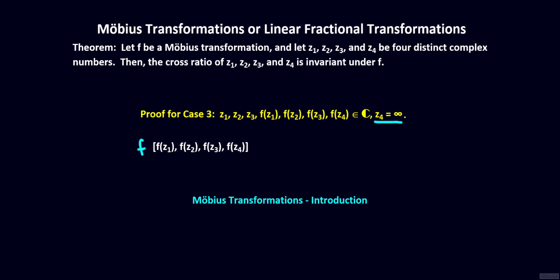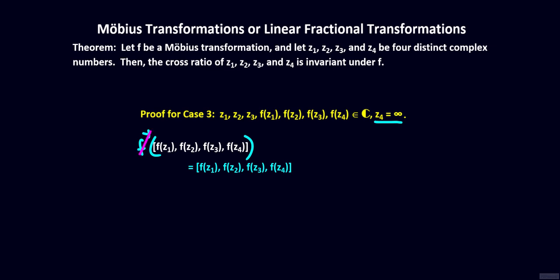So, we apply f inverse to each of the f of z sub i's. By case 2, since f inverse is a Möbius transformation, this should equal the cross ratio of the f of z sub i's. That is before the application of f inverse. f inverse and f cancel out. So we end up with a cross ratio of z sub 1, z sub 2, z sub 3, and z sub 4. And we have the proof for case 3.